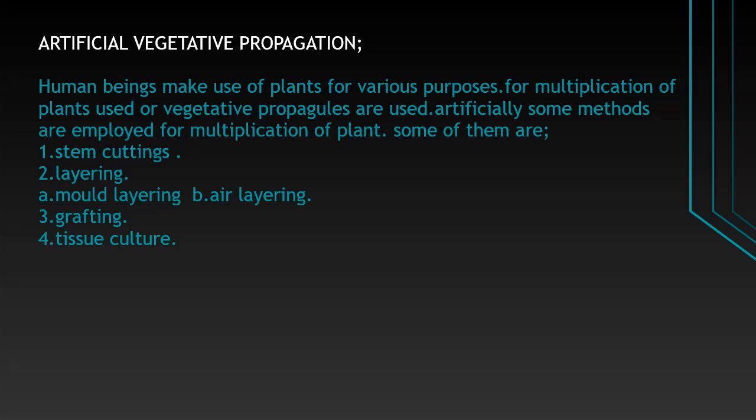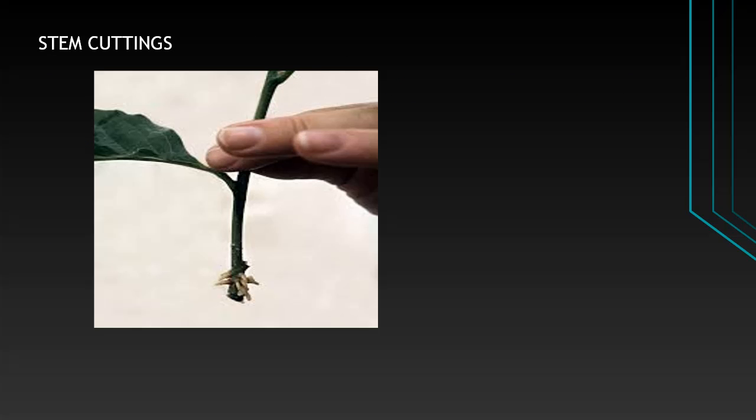Some of them are stem cuttings and layering. In layering, there is mound layering and air layering, and the third one is grafting. The fourth one is tissue culture. Here is an example for stem cutting. You just see the picture. They have just cut the stem from the plant.